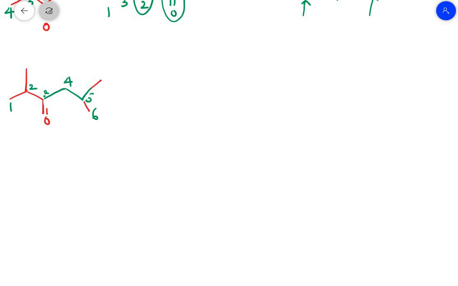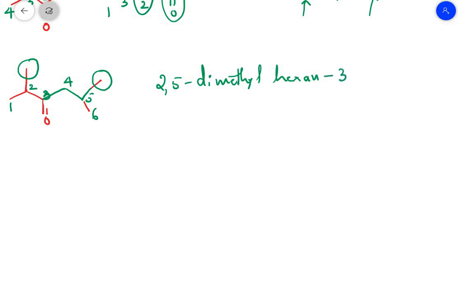to give the lowest possible number, at second position we are having one substituent here, and at fifth position also we are having one substituent. So therefore the name becomes 2,5-dimethyl. Total number of carbon atoms are 6, so therefore it is called hexane, then followed by 3-one.